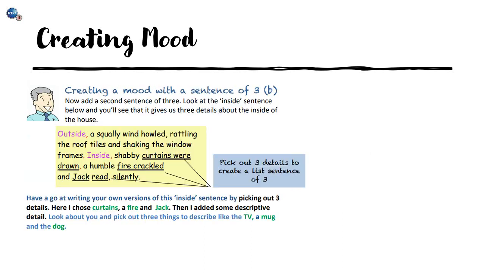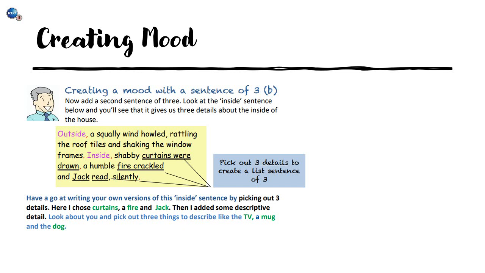Excellent. So now we've looked at the outside, it's time to move to the inside. So we've added a second sentence of 3 to describe the inside. So we start with outside, a squally wind howled, rattling the roof tiles and shaking the window frames. Inside, shabby curtains were drawn, a humble fire crackled, and Jack read silently.